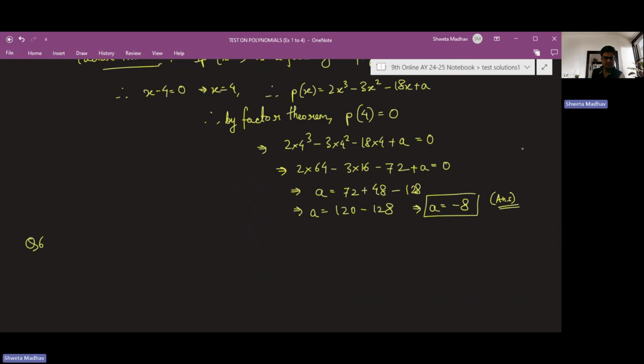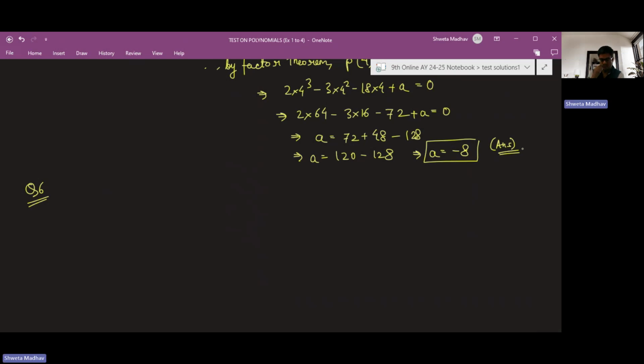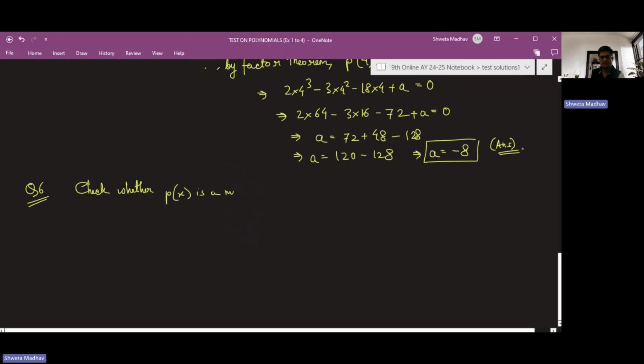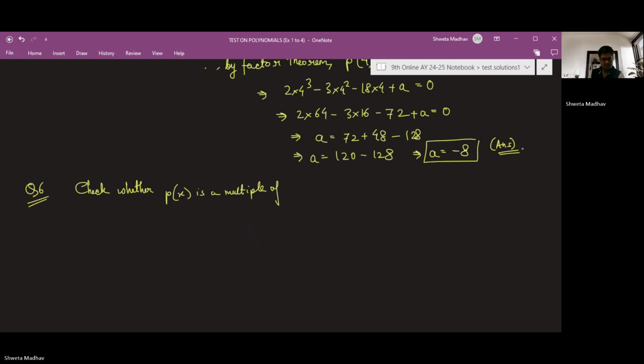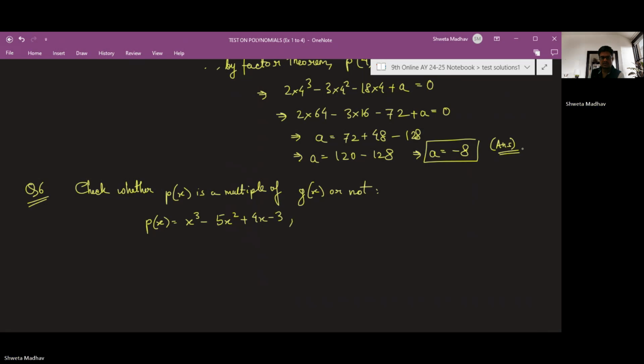Then question number 6. In question number 6, it has been told: check whether P of X is a multiple of G of X or not, where P of X is given as x power 3 minus 5x square plus 4x minus 3, and G of X is given as x minus 2.